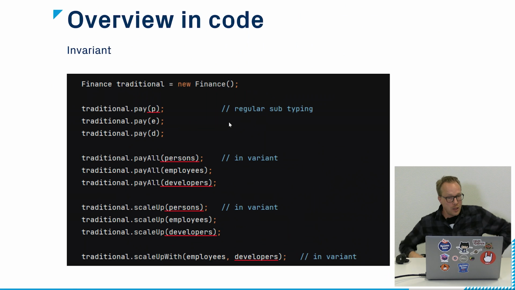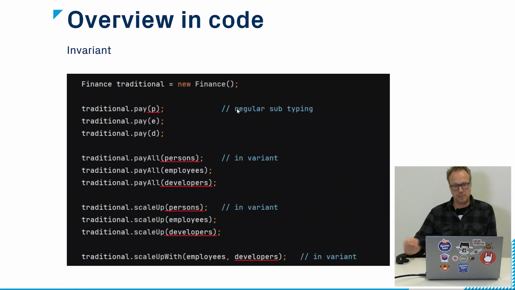So if you look at the overview in code, this is the traditional finance department without co- and contravariance. Of course, you see here for regular subtyping, the central type is employee. So you cannot pay a person, you can pay an employee, and you can pay a developer. And when you want to pay all employees, you can only call it with the employees list, and not with persons, and not with developers either. Same for the scale up, you can still only call it with employees.